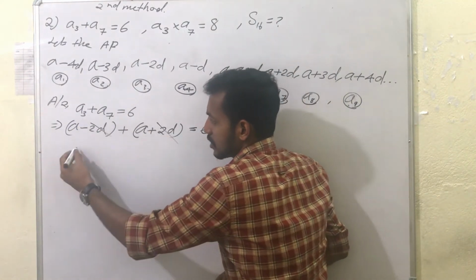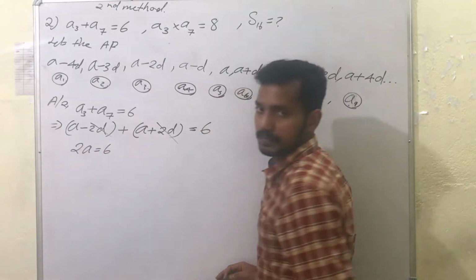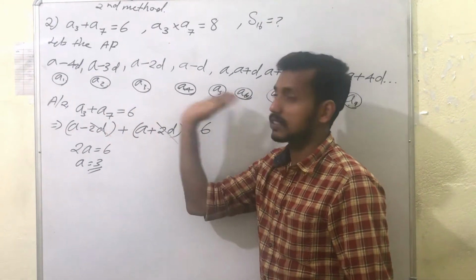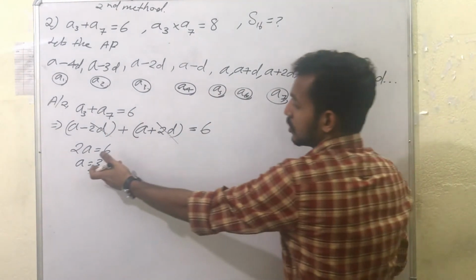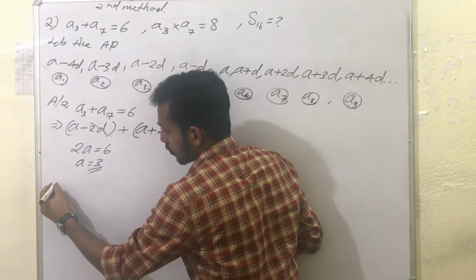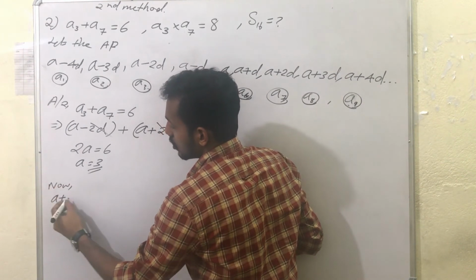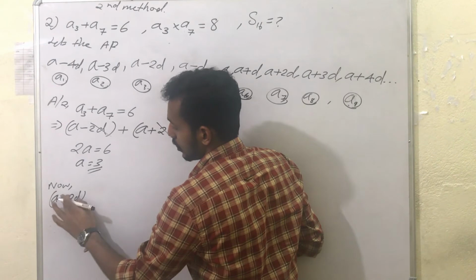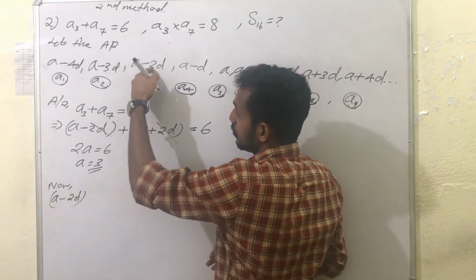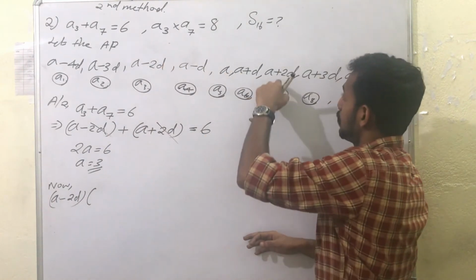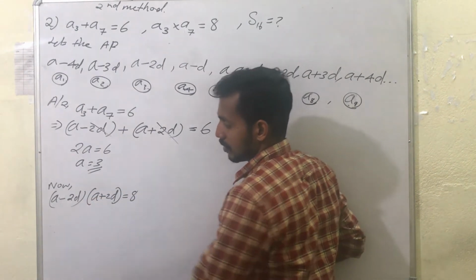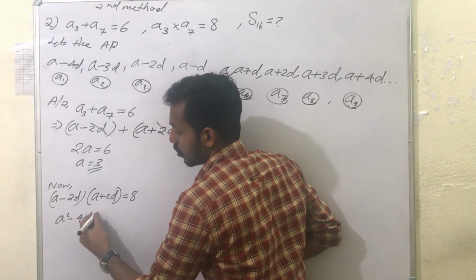Plus 2D and minus 2D cancel. 2A is equal to 6. Then A is equal to 3. This A is not the first term, okay? Now we can substitute in this equation so that we will get the common difference. So now A3 into A7, that is A3 is A minus 2D into A7 which is A plus 2D is equal to 8. That is A square minus 4D square is equal to 8.